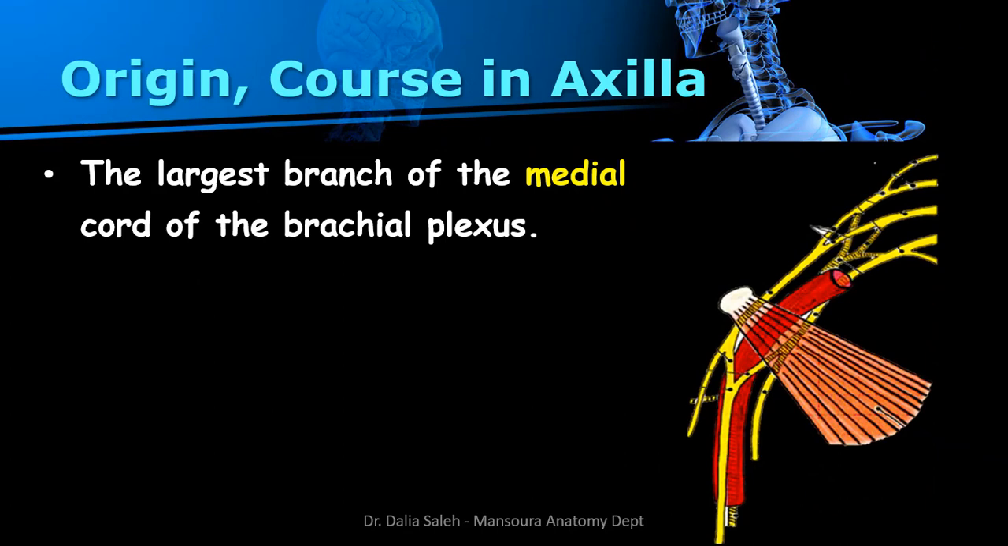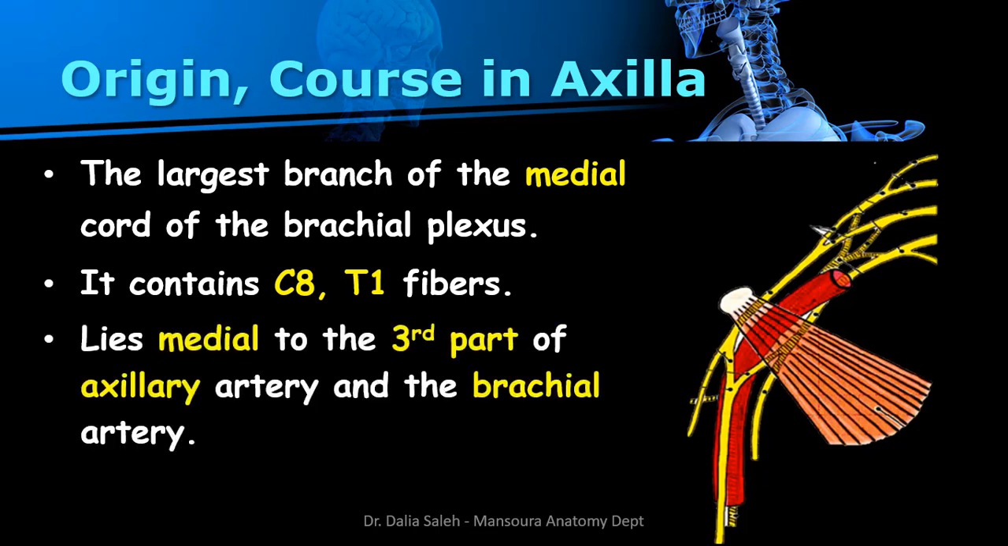The ulnar nerve is the largest branch of the medial cord of the brachial plexus, so it carries the fibers from C8 and T1. It lies medial to the third part of the axillary artery in the axilla and carries on the medial side of the brachial artery within the arm.